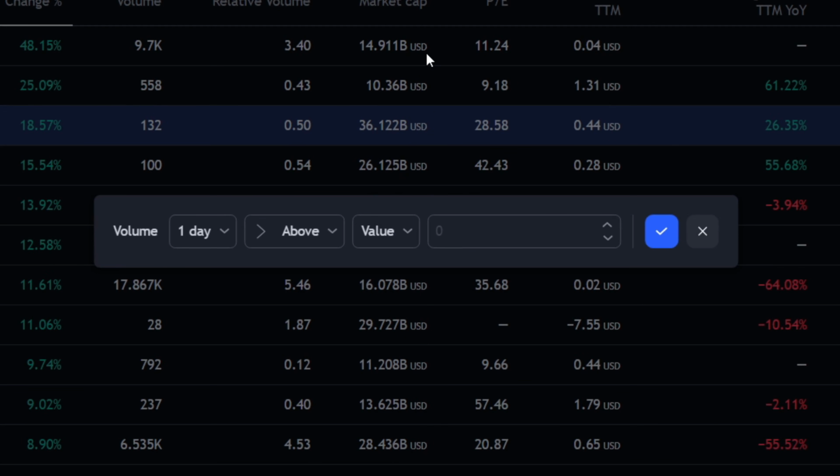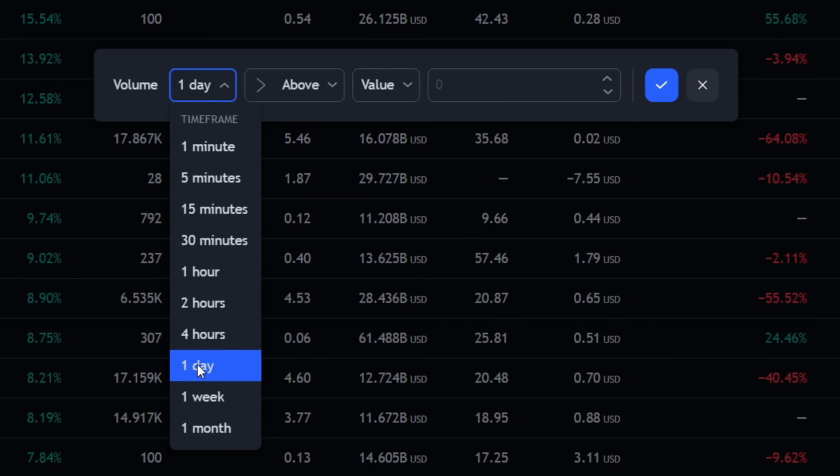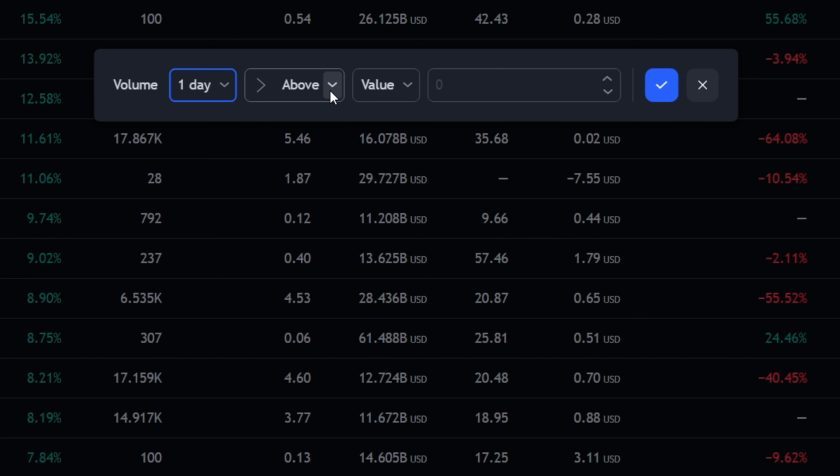And here we can choose the amount of volume we need in order for the stock to appear in our filter. So we choose volume for 1 day and we choose above. The value we type in, the stock will need to have more volume than what we type in here. Let's choose, for example, 100,000 stocks. This means that we need at least 100,000 stocks traded in the last day in order for the stock to appear here. And this is very important if you are a day trader.